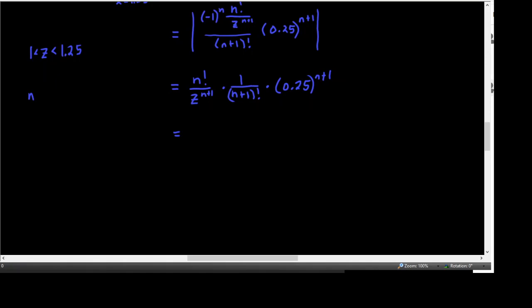Okay, so the n factorial and the n plus 1 factorial, as we talked about earlier, simplifies, but just in case you've forgotten how to do it, n plus 1 is bigger, so we start expanding the bigger one. N plus 1 times the next number down is n, stop, because that matches the factorial in the other part of the fraction. The n factorials cancel, leaving 1 over n plus 1. Okay, so this ends up being 0.25 to the n plus 1 over z to the n plus 1 times n plus 1, which we get from canceling the factorials.